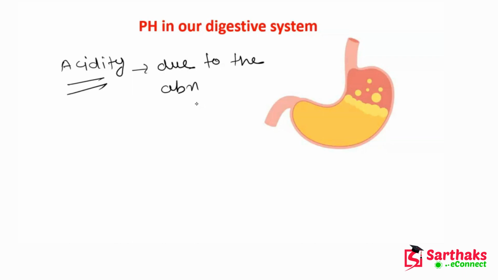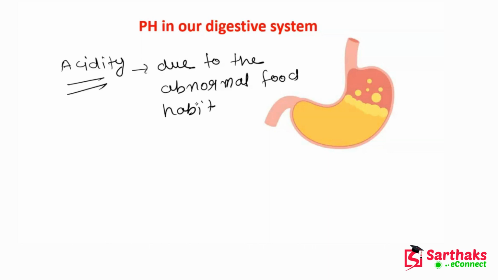Because acid is being released in excess due to abnormal food habits. So guys, let's suppose you are going to a function, and you are consuming lots of food which you don't consume normally. What will happen in this condition? More acid will be released, and it will put you in trouble because lots of acid is released. So this is known as acidity.